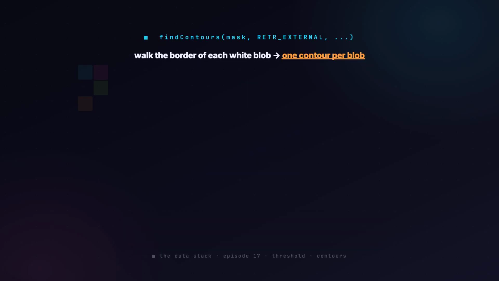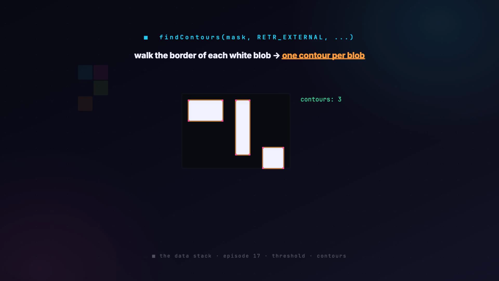On that binary mask, cv2.findContours walks the border of each white region and hands you a closed loop of boundary points. 1 contour per blob, 3 blobs in, 3 contours out. Each contour is a polygon you can wrap a box around with boundingRect or measure directly with contourArea.